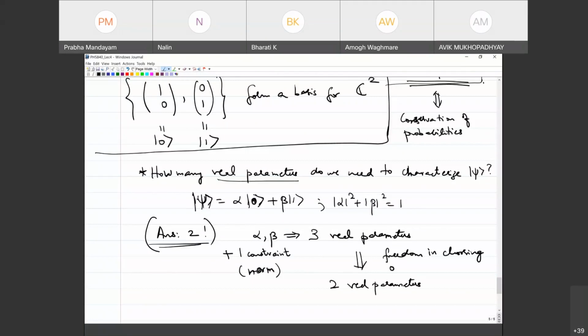And this is something I'll explain in Thursday's class. Then we'll see that we can represent this in a nice geometric way, that we need exactly 2. In fact, we just need 2 angles to represent the state of a qubit. Okay, so let me stop here. And any questions?